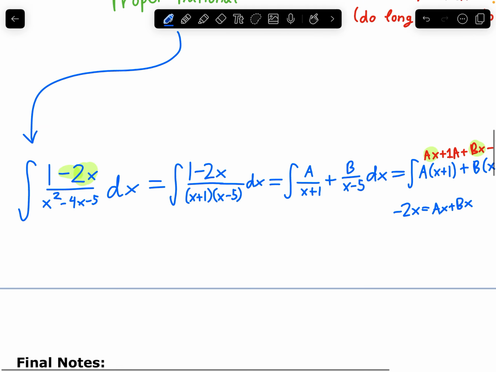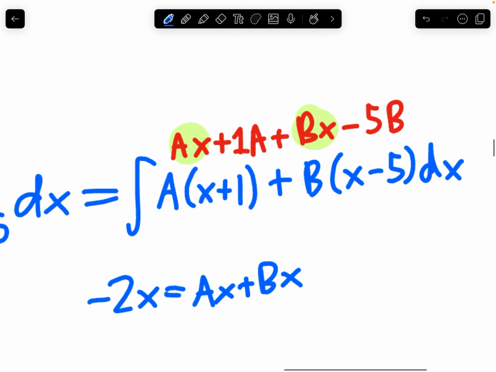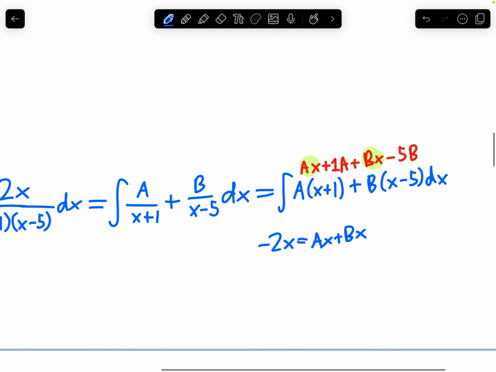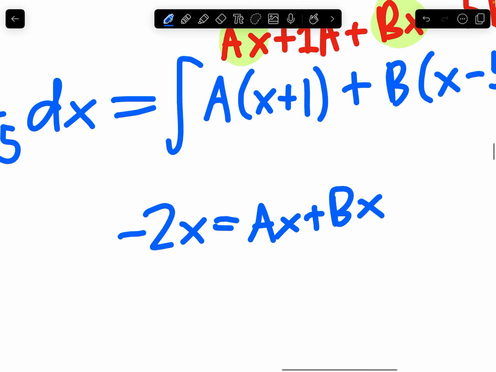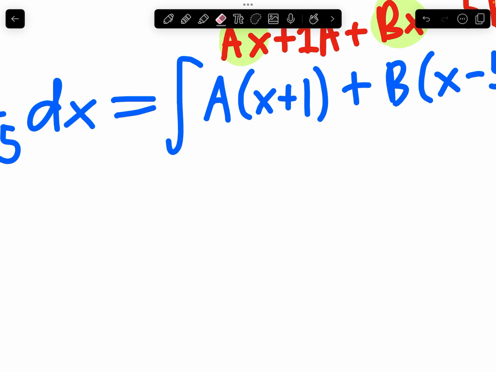So you'll notice we organized those like terms together. I think that's the right word for it. And you'll also notice we can cross out these x's now. So this negative 2x equals ax plus bx can actually just be simplified down to negative 2 is equal to a plus b.